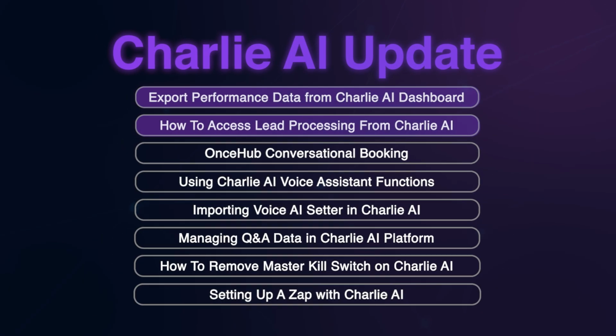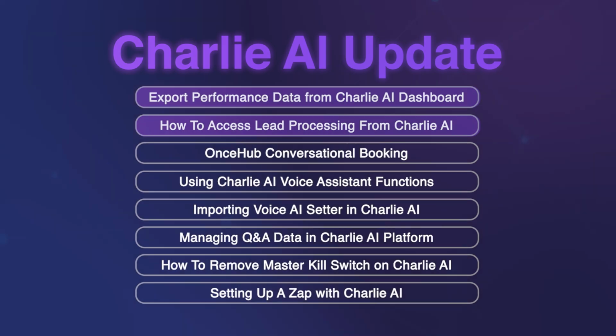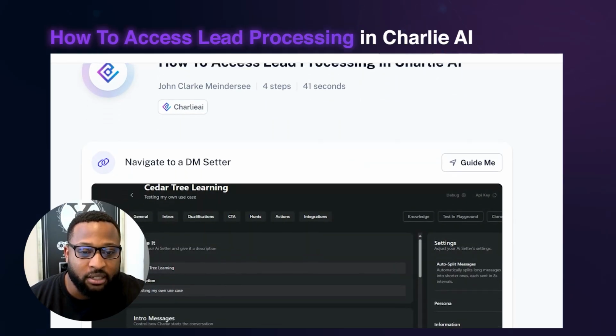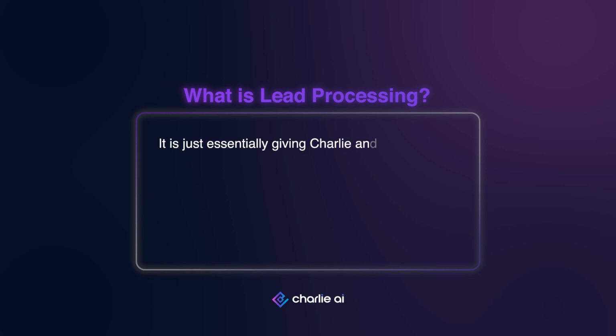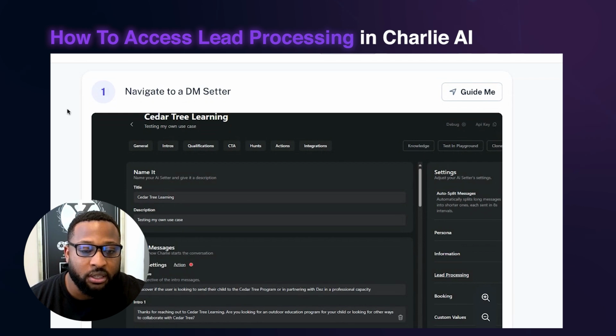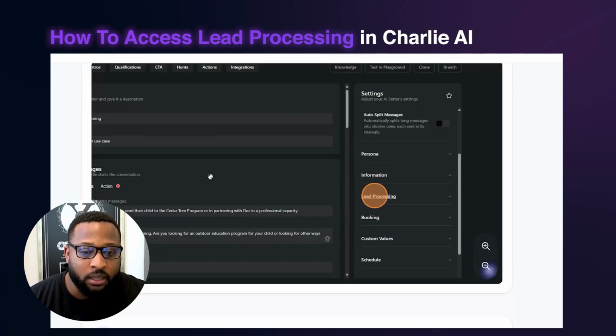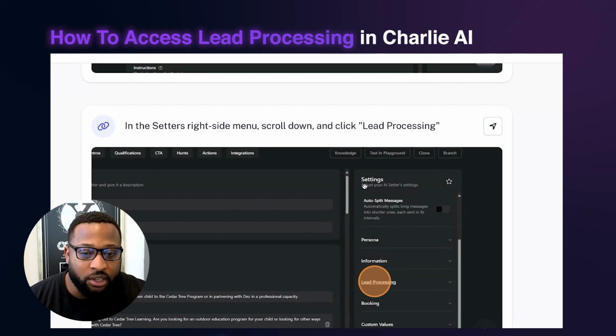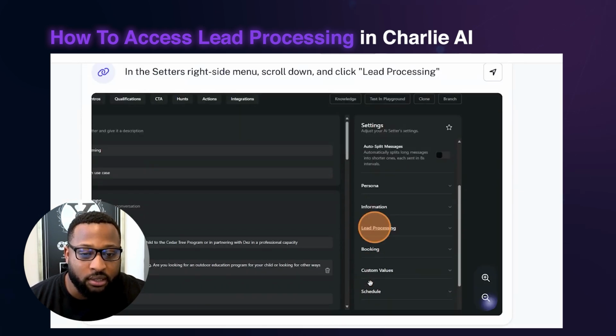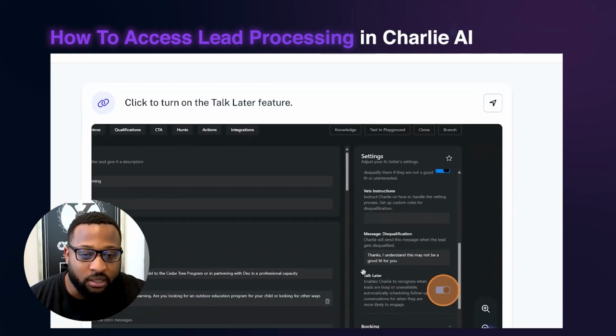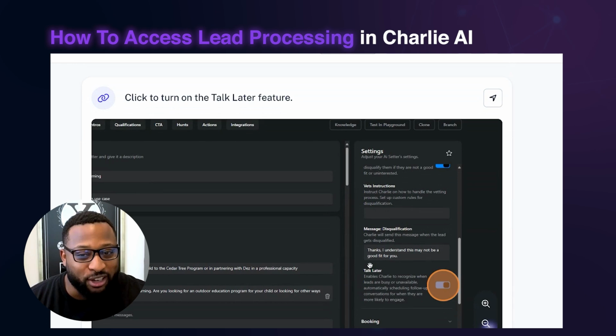Second update is essentially we wanted to make it easier for you to be able to access lead processing. And what is lead processing? It is just essentially giving Charlie and explaining to Charlie how you want it to process your leads. So if you want to be able to see this, you navigate to your DM setter, right? And then on the right-hand side, you'll see settings. You scroll down to lead processing. And under lead processing, you will see a bunch of awesome things.